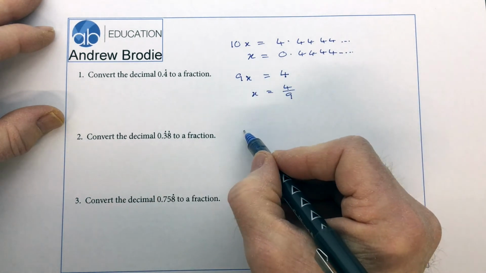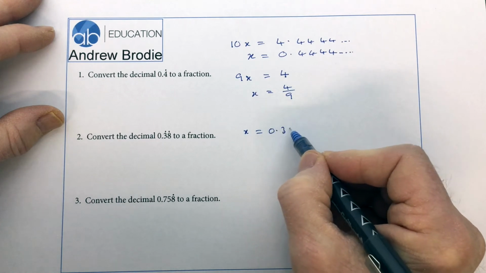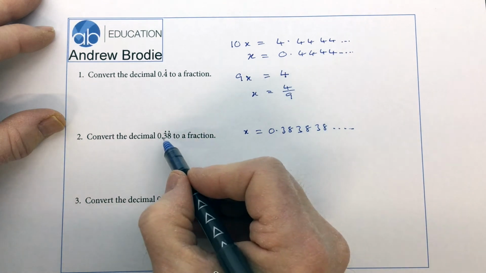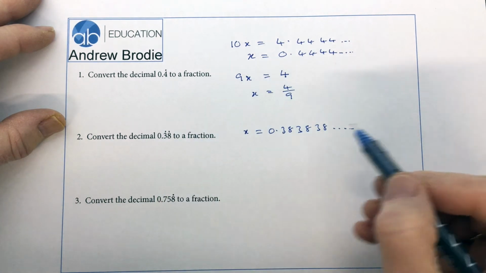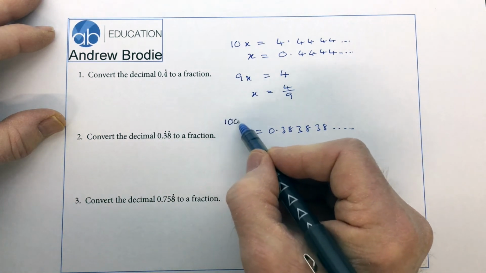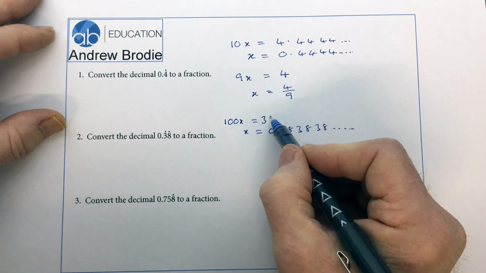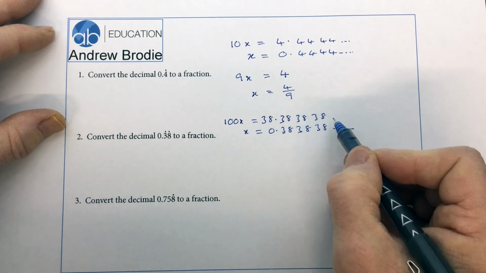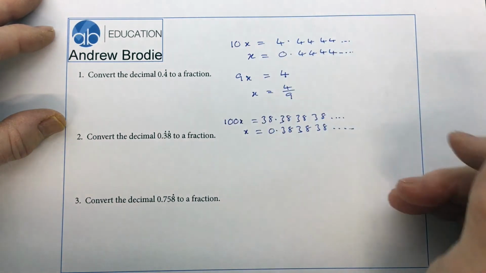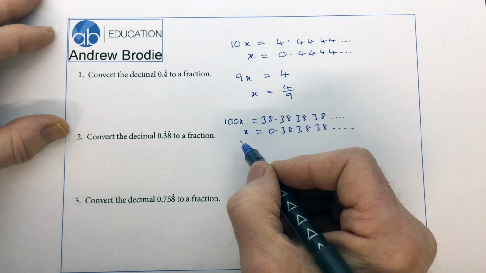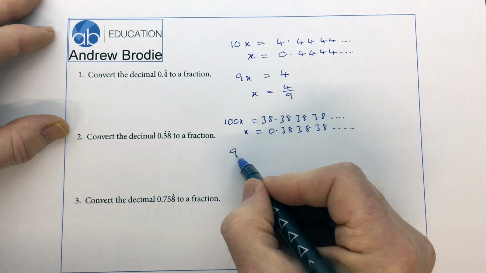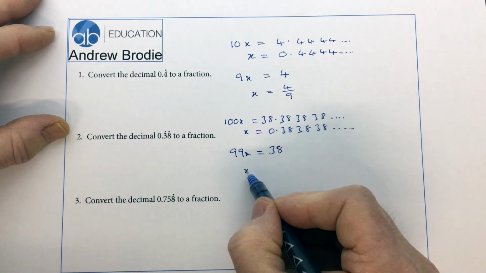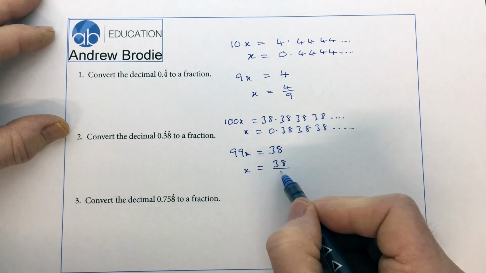With this one, x is 0.383838 recurring. So because we've got 2 places to move, we're going to times by 100. So 100x will be 38.383838, and that nicely gets the recurring parts above each other, so we can simply subtract. 100x take away x is 99x. 99x equals 38. So x is 38 over 99.